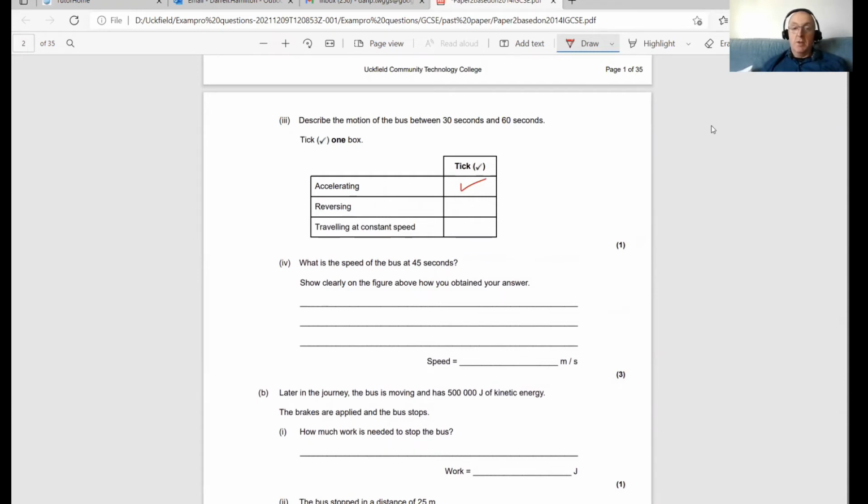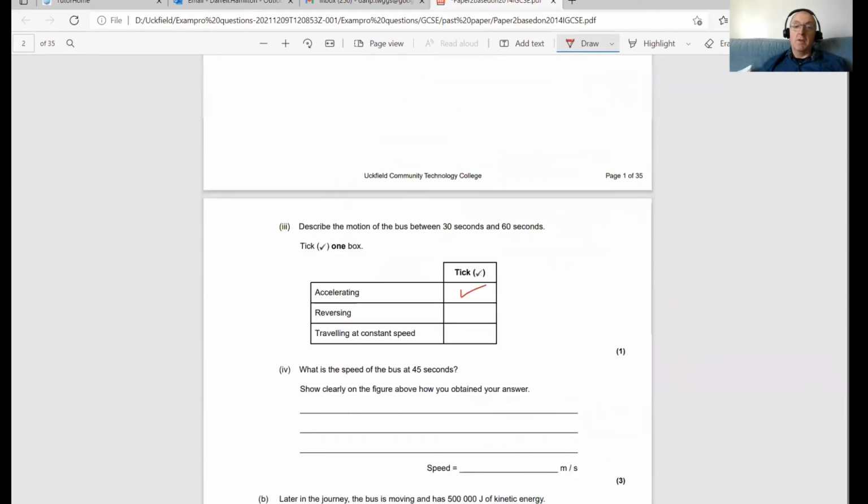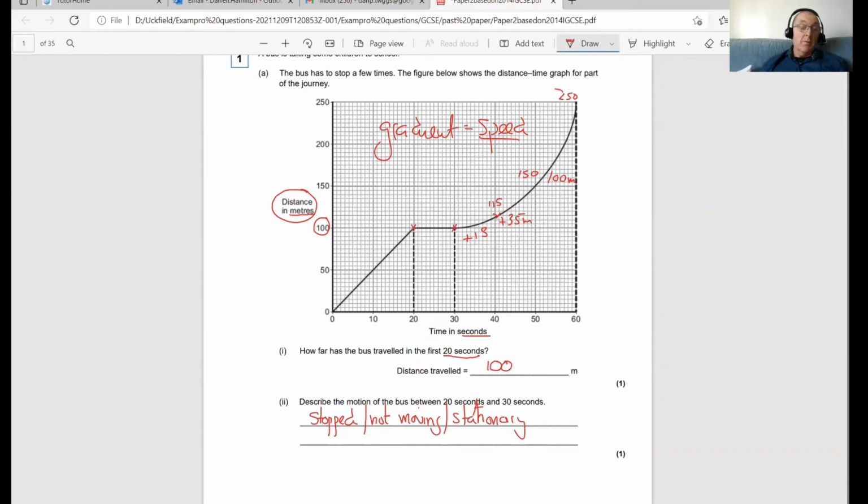But if there wasn't a tick box, then there would be 2 marks for explaining or describing the motion of the bus. One would be, it is moving. Another would be, it's accelerating. It's getting faster. And for those of you doing physics at a higher paper, the acceleration can be positive or negative. In this case, it is a positive acceleration. It is increasing. We could have had a negative acceleration where it is slowing down.